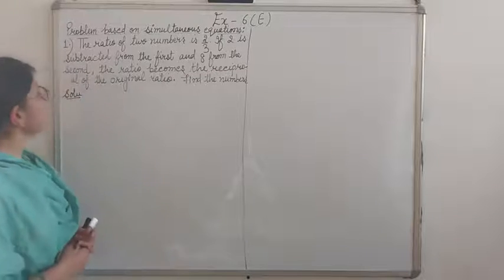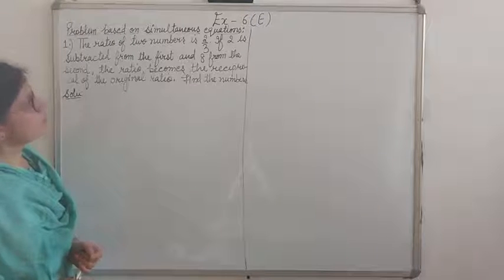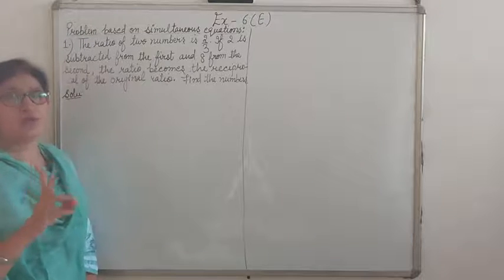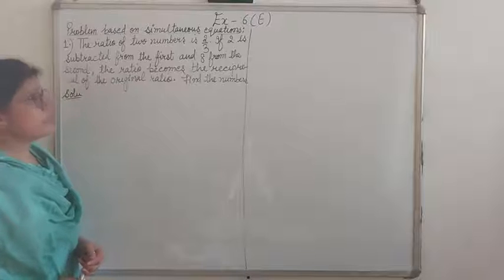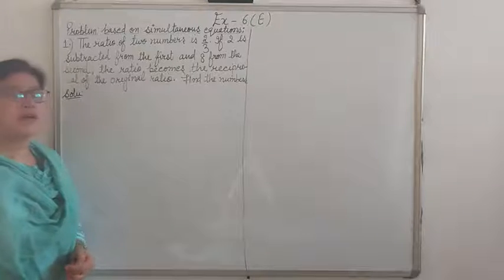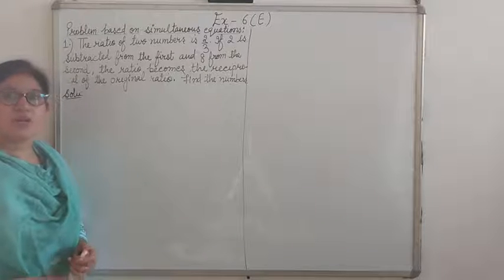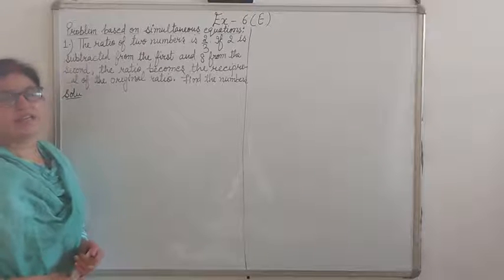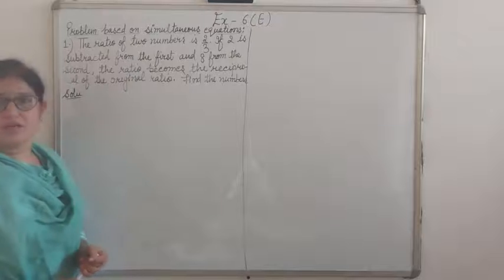Okay. So what is the quotient? We will do the first question now. The ratio of two numbers is 2/3. That means you have to take two numbers from your own side. If 2 is subtracted from the first and 8 is subtracted from the second number, the ratio becomes the reciprocal of the previous one, the original one. Reciprocal means reverse. Numerator changes into denominator and denominator changes into numerator. Then you have to find both the numbers.